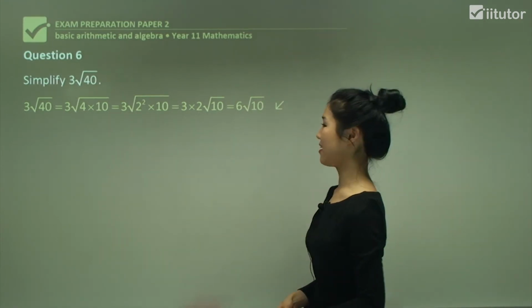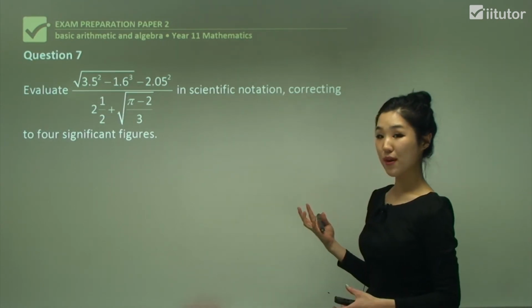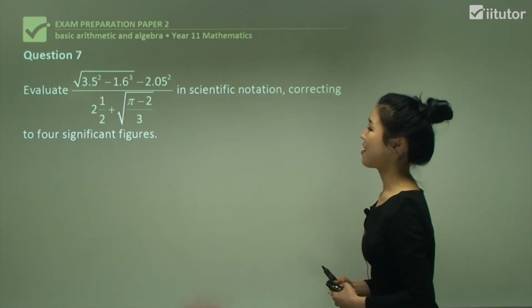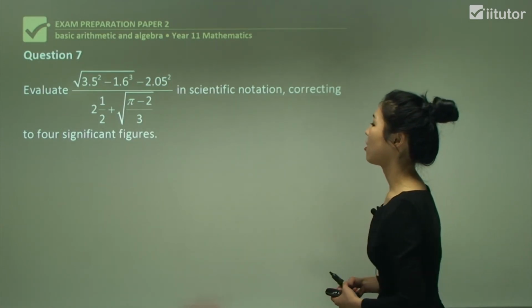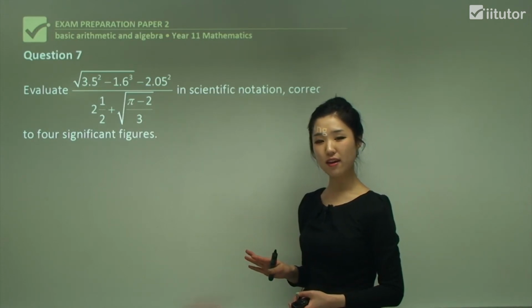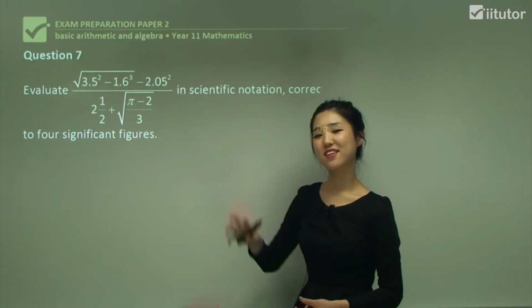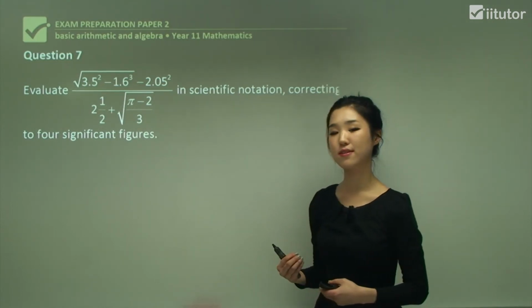Okay, so that was question 6. Question 7. There's a big expression there, and they want you to evaluate that in scientific notation, correcting to 4 significant figures. So guys, I want you to pause for a second and put that into your calculator, and try to be very, very careful when you're putting these numbers in.